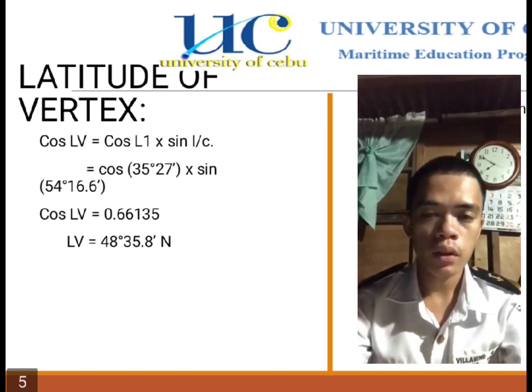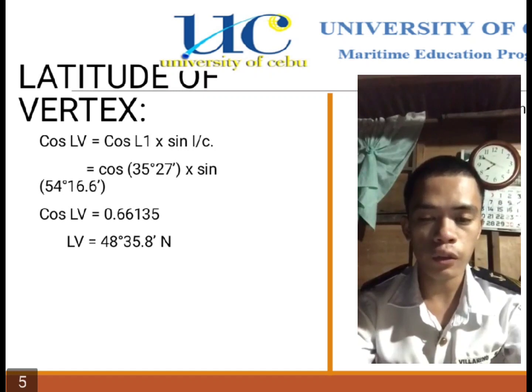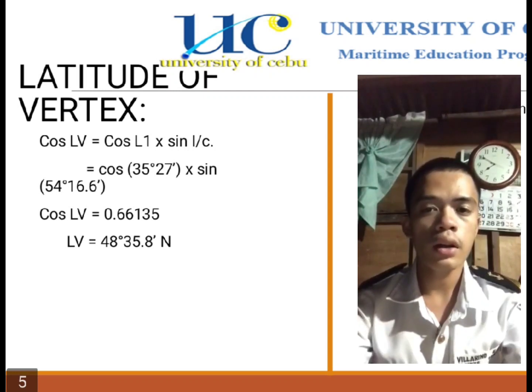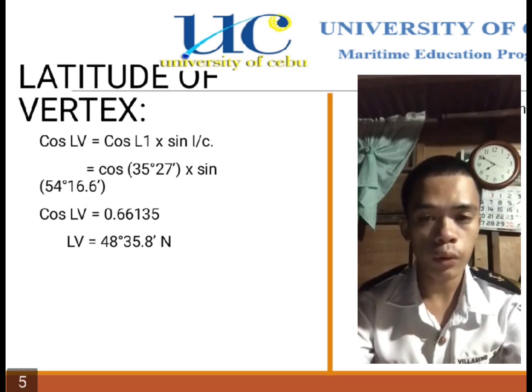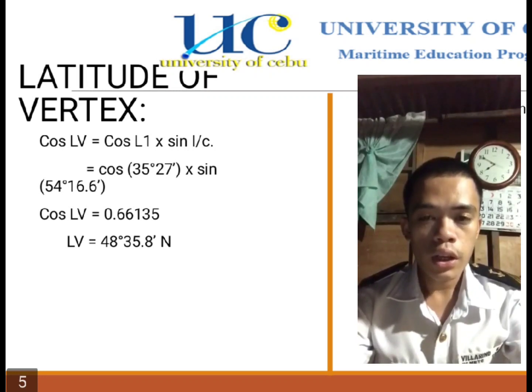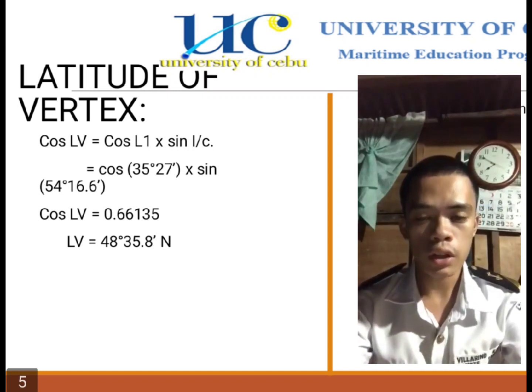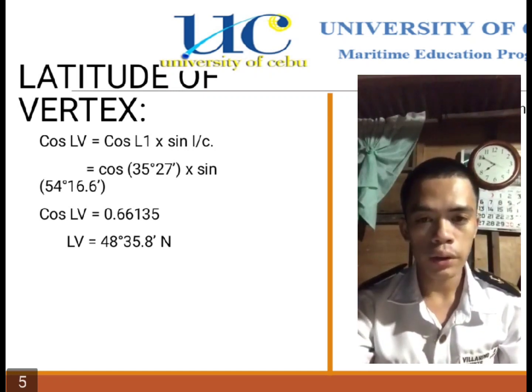Latitude of vertex. So to solve for the latitude of vertex, we have the formula: cosine latitude of vertex is equal to cosine latitude 1 times sine initial course. So cosine latitude 1, 35 degrees 27 minutes, times sine initial course, we have 54 degrees 16.6 minutes, and cosine latitude of vertex is equal to 0.66135, and shift cosine and then press degrees, so we got 48 degrees 35.8 minutes north. For naming, it is the same as latitude 1.